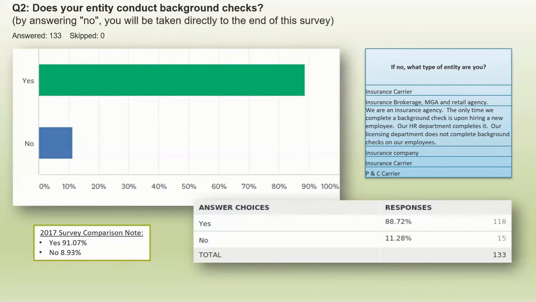But as you see, we did ask a follow-up question to anyone that answered no, and they were not forced to provide an answer. In these cases, we had a couple of representations of insurance carrier, some brokerage and company carriers, and then again, the HR department completes it. So it's not always 100% clear who the respondent is versus who might be the organization's czar of screening and compliance practices, but that's what we saw in question 2.